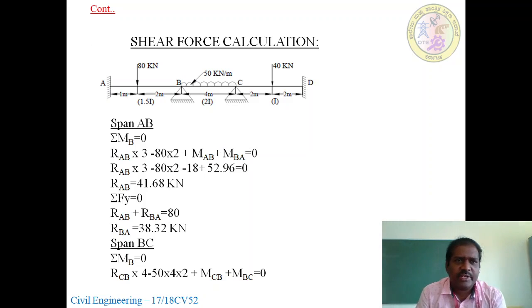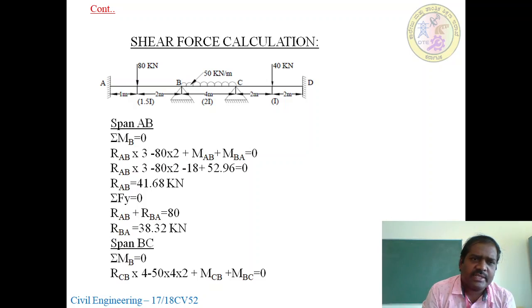Next, shear force calculation. Here we have calculated the reaction at A, reaction at B, reaction at C and reaction at D. We consider the summation of moment at B equal to 0. So RAB into 3 minus 80 into 2 minus 18 plus 52.96. These are the end moments calculated earlier. So RAB is equal to 41.68. Already you have studied this in moment distribution as well as the slope deflection method. Next, RAB plus RBA is 80, so you will get 32.32.